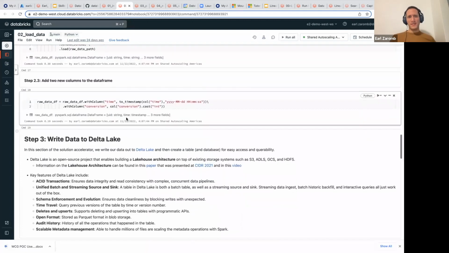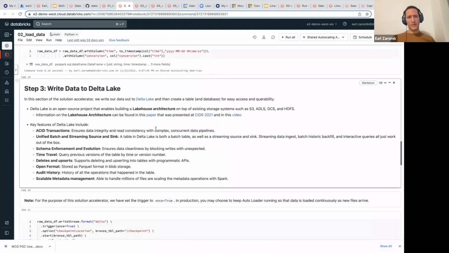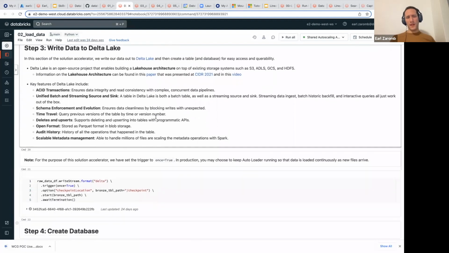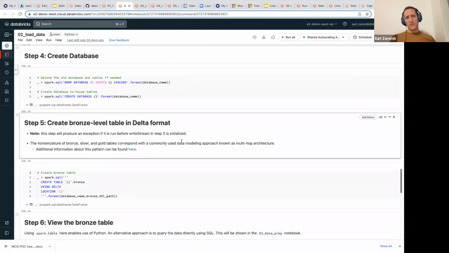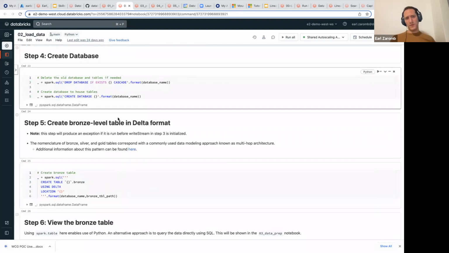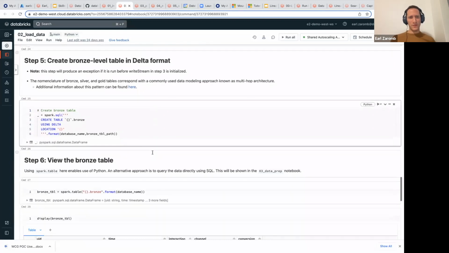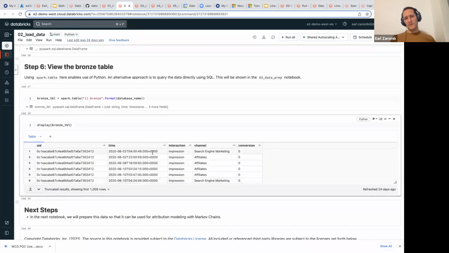Using our autoloader capabilities, there may be some initial data enrichment, such as taking date and timestamps or conversion data and converting them, for example, and then writing it out to Delta Lake, because Delta Lake is really well optimized for Spark and for ACID transactions and things like that. And then we would create an attribution database that will have all of these records. We would call this the bronze table, which is really your raw source data that would then feed subsequent steps in our process.